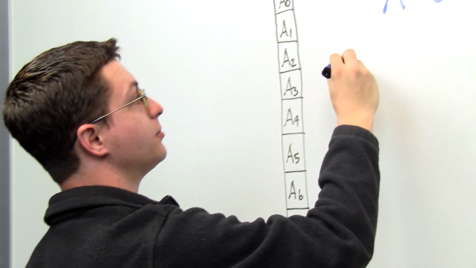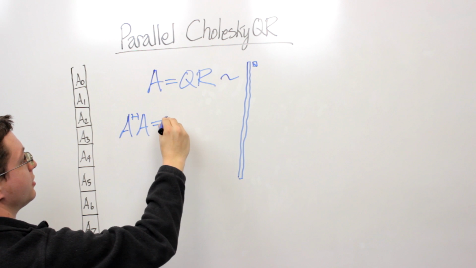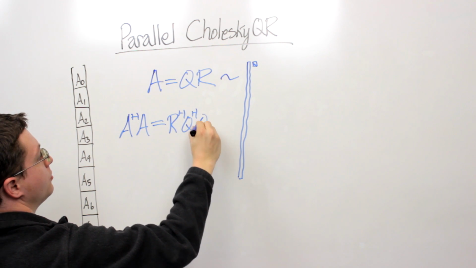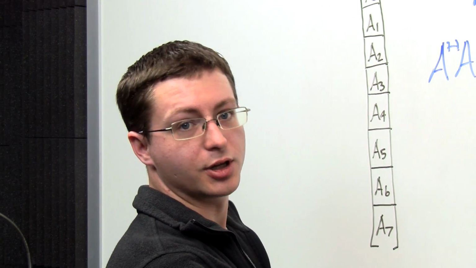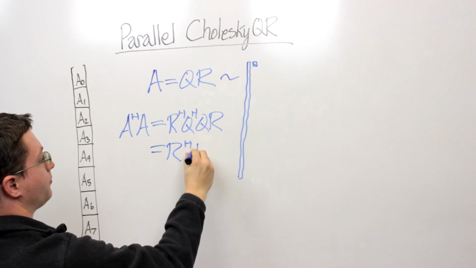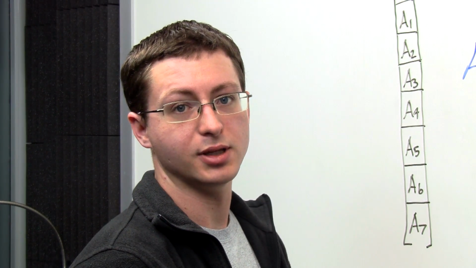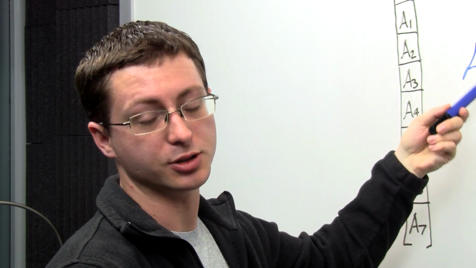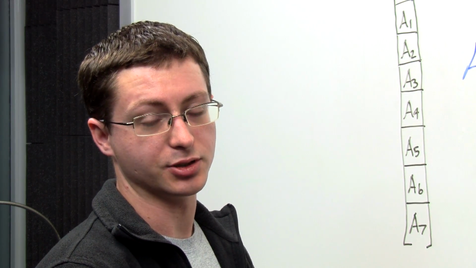If we then formed A adjoint A, it should be clear that this would be equal to R adjoint Q adjoint Q R. But since the columns of Q are mutually orthonormal, this is equal to R adjoint R. Again, R is upper triangular, so this is precisely a Cholesky factorization of A adjoint multiplied by A. So this implies an algorithm for computing the QR decomposition of A.